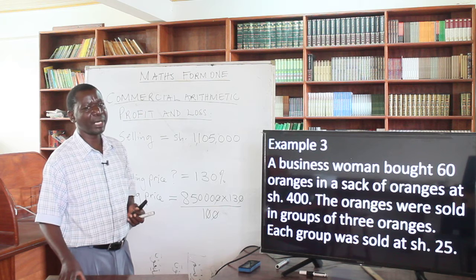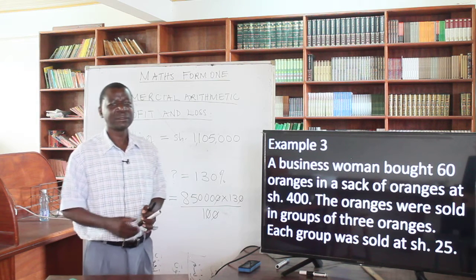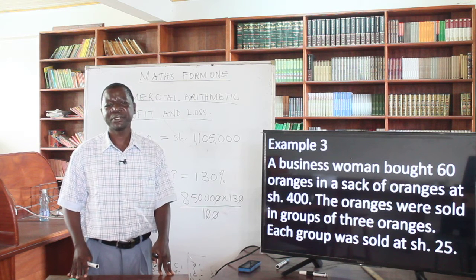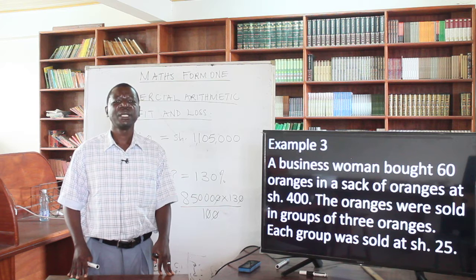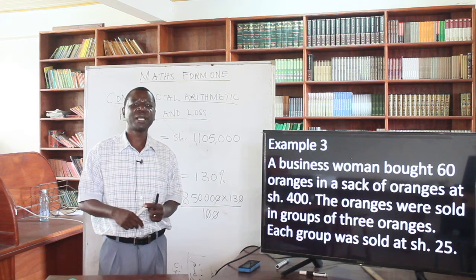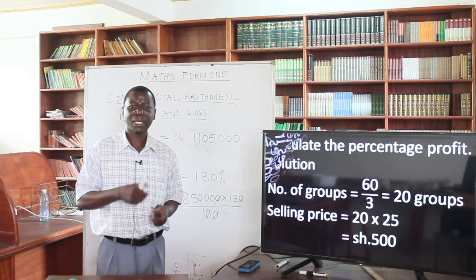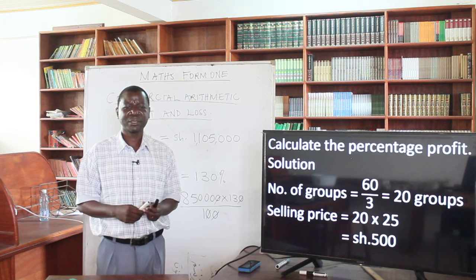A businesswoman bought 60 oranges in a sack of oranges at 400 shillings. The oranges were sold in groups of three oranges. Each group was sold at 25 shillings. The question is, calculate the percentage profit.